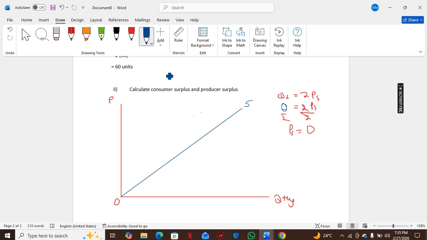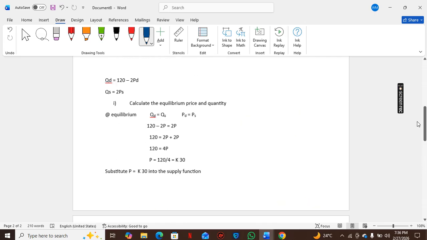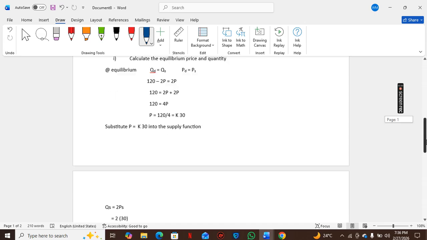And for the demand function, I want to find both the y-intercept and the x-intercept. The supply function is only just the y-intercept, which you just need to find out. The supply never cuts the x-axis anyway. So for our demand function, which is Q equals 120 minus 2p.